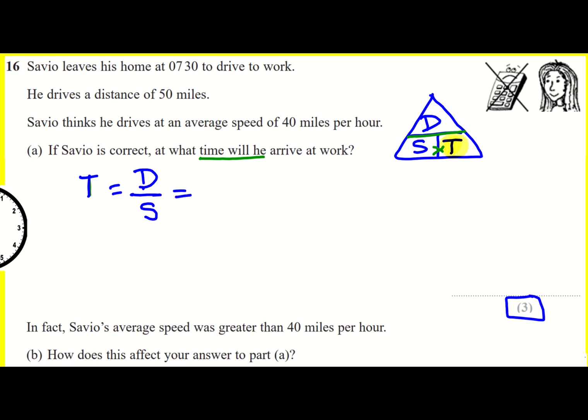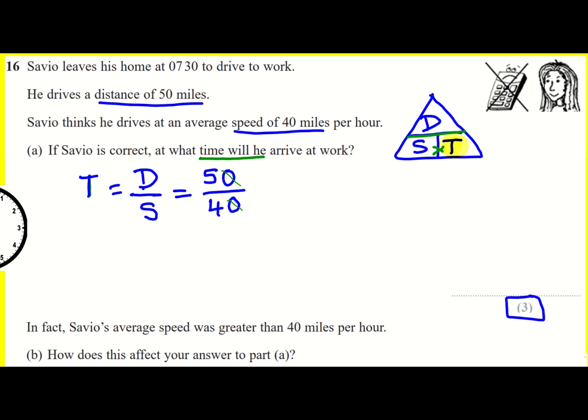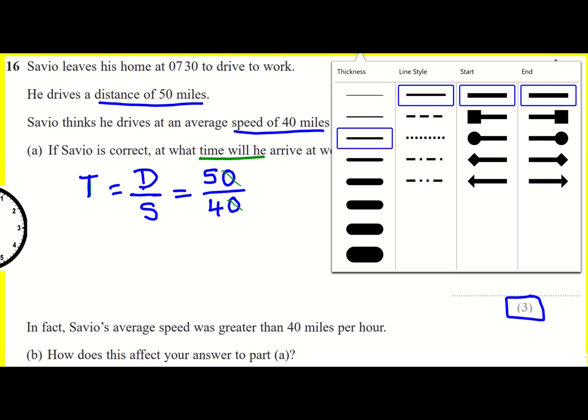The distance we are told he travels is 50 miles. And the speed he's going, we're told, is 40 miles per hour. So 50 divided by 40. Now you are on a non-calculator paper here, so obviously we haven't got a calculator to do this, but what you can do is help yourself by crossing off the zeros. So the calculation effectively becomes 5 divided by 4.